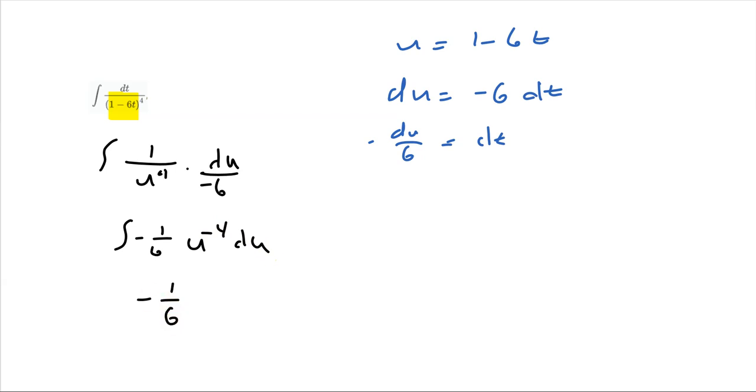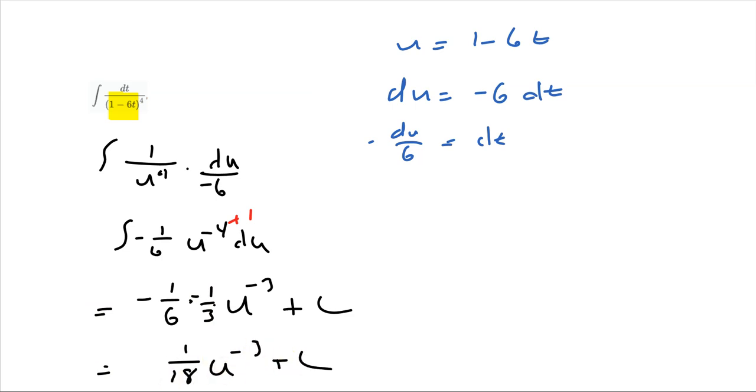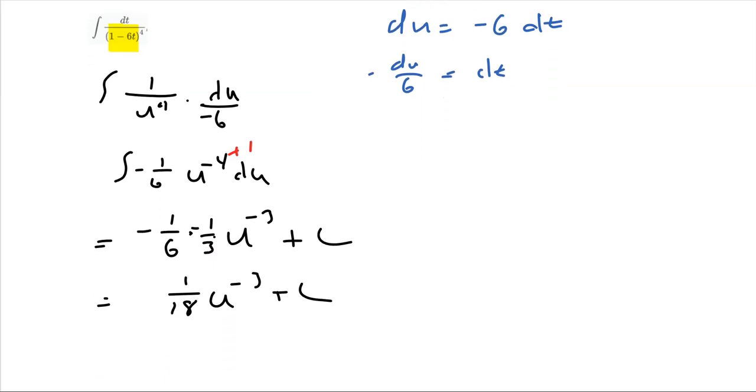So negative 1/6, and we're going to have u to the negative 3rd, because be real careful on these negatives. When you add 1, negative 4 plus 1 would be negative 3, correct? So we'll divide by that, so that'll be a negative 1/3, plus our c, of course. So that'd be 1/18 u to the negative 3 plus c, and then we substitute the 1 minus 6t back in.